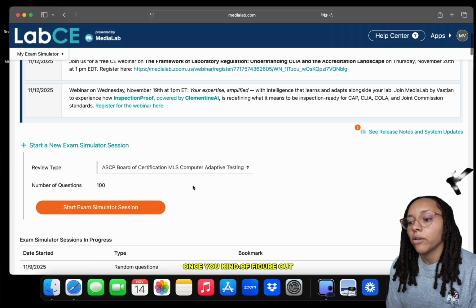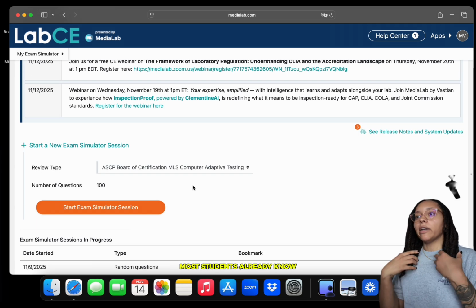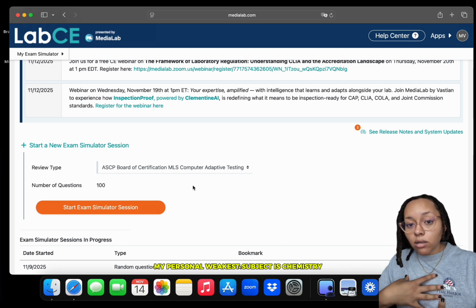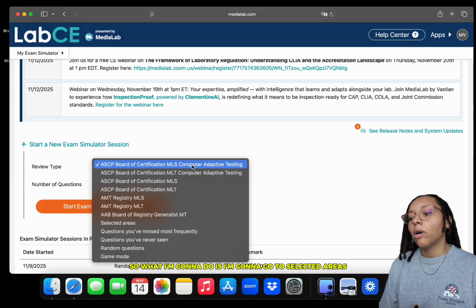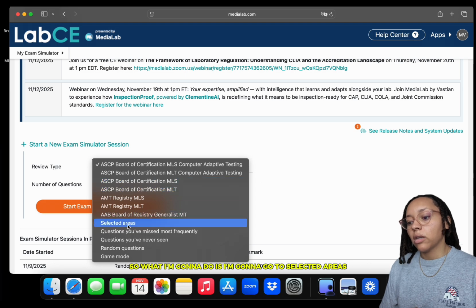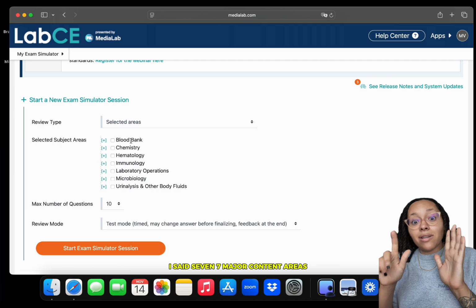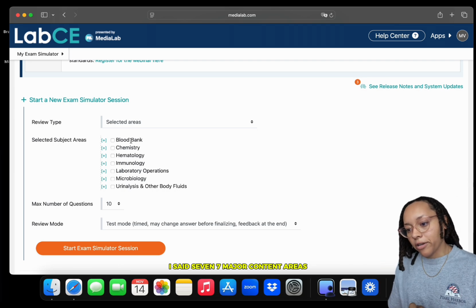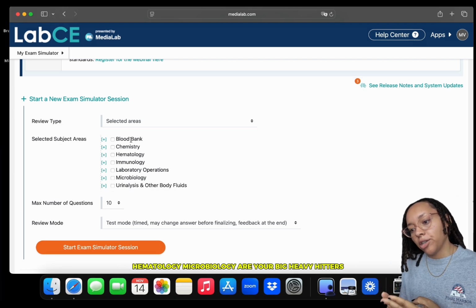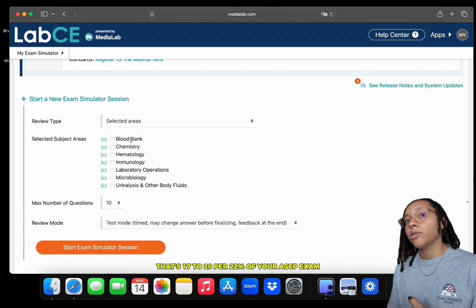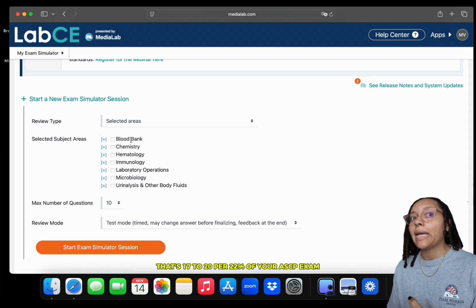Once you figure out, and most students already know, what your weakest subjects are. For example, my personal weakest subject is chemistry. So what I'm going to do is go to selected areas. Selected areas gives you seven major content areas. Blood bank, chemistry, hematology, microbiology are your big heavy hitters. That's 17 to 22% of your ASCP exam.